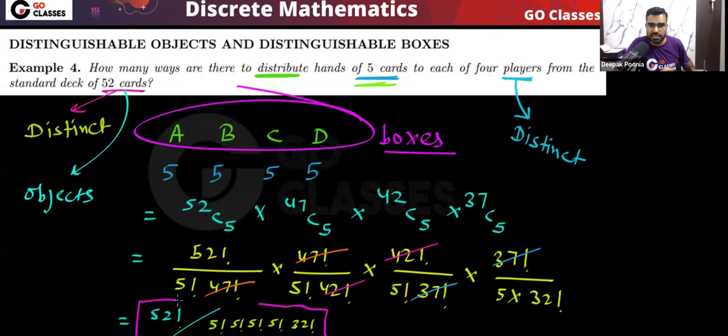So you can easily see that here we are just applying the product rule with combination to solve any question of DODB template, because ultimately this is the different objects and different boxes template. So very easily you can solve this question.